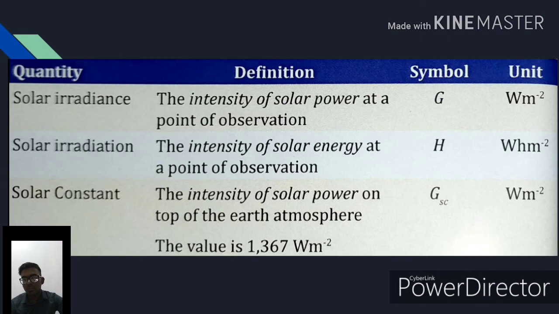The intensity of solar power at a point of observation is known as solar irradiance. The intensity of solar energy at a point of observation is known as solar irradiation, and the intensity of solar power on top of the Earth's atmosphere is known as the solar constant.